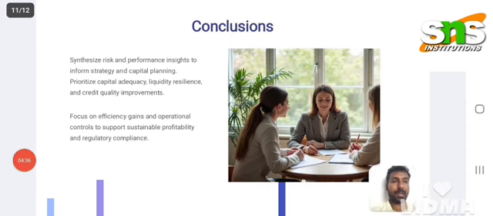So finally we came to the conclusion. The conclusion synthesizes risk and performance insights to inform strategy and capital planning. Prioritize capital adequacy, liquidity resilience and credit quality improvements. Focus on efficiency gains and operational controls to support sustainable profitability and regulatory compliance.